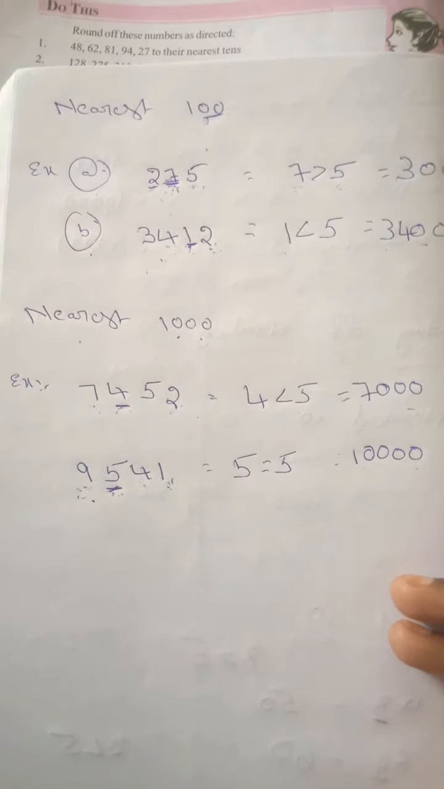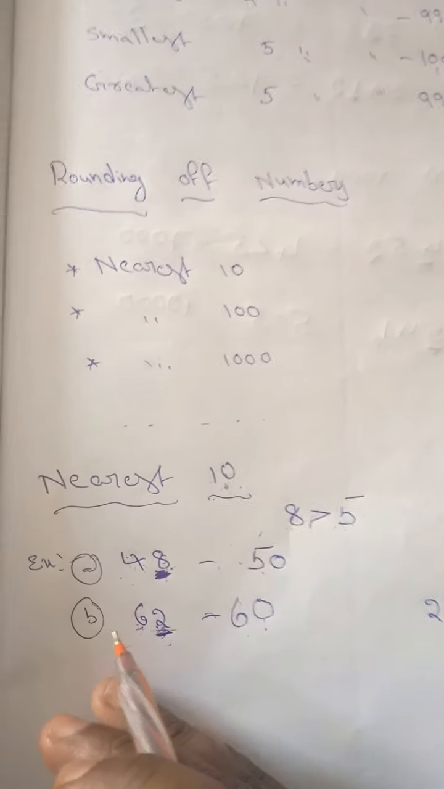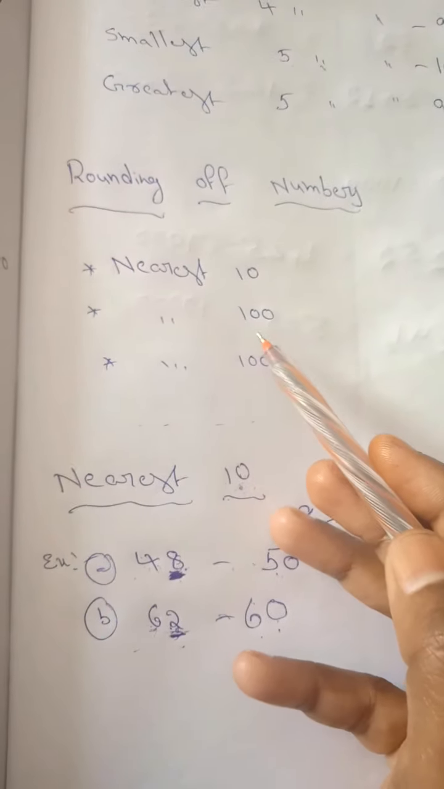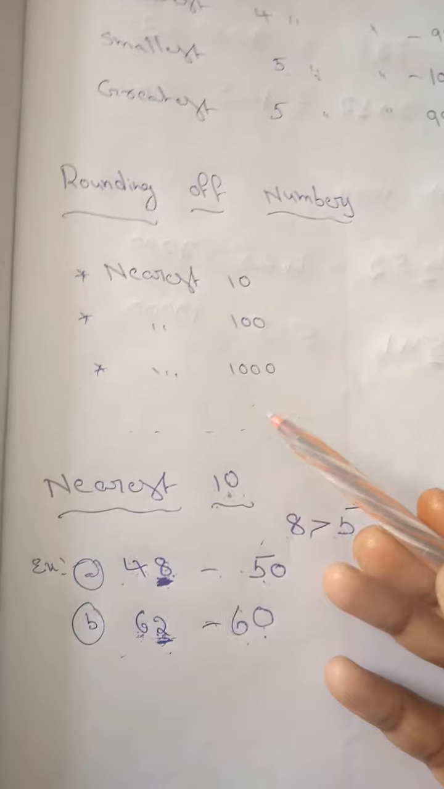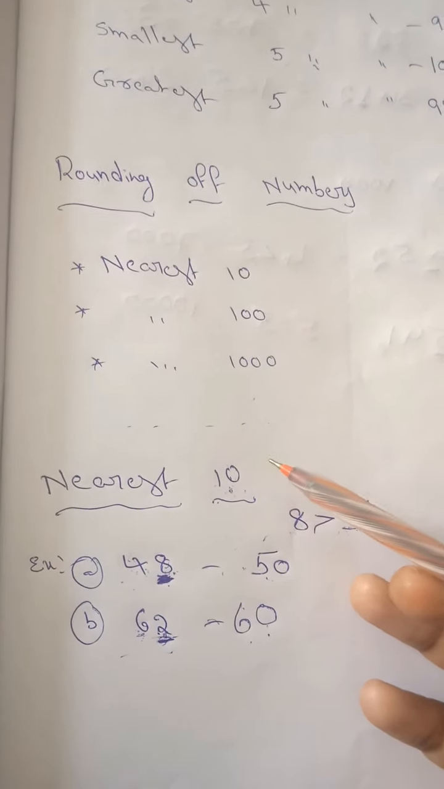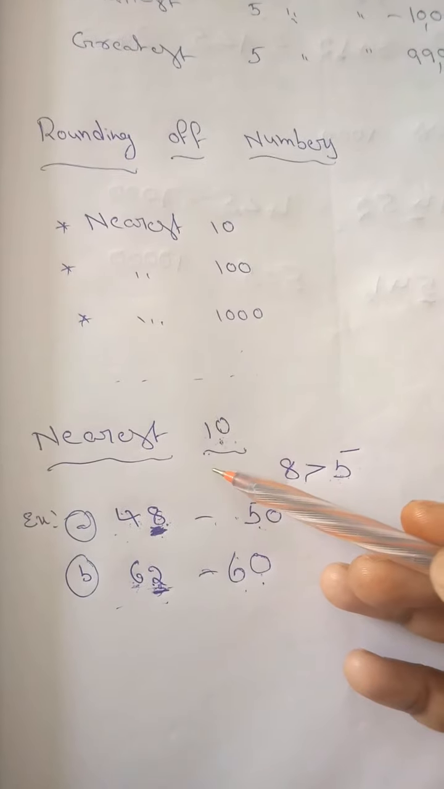Alright children, now this is about the rounding of numbers. So what did we learn? Nearest to 10, nearest to 100, nearest to 1000. If you want more, you can write the nearest to 10,000, nearest to lakh, nearest to 10 lakh. Like that only. Now once again we can recall it.